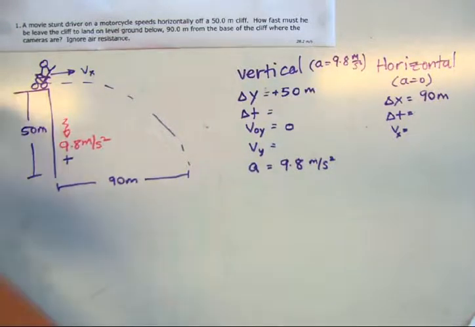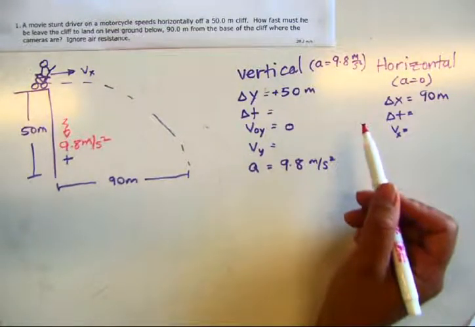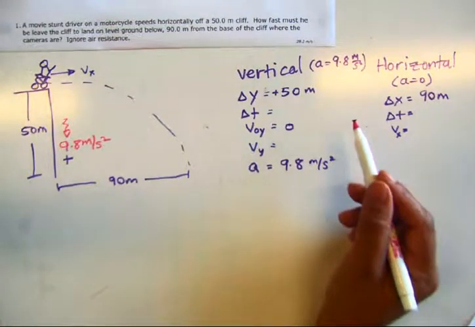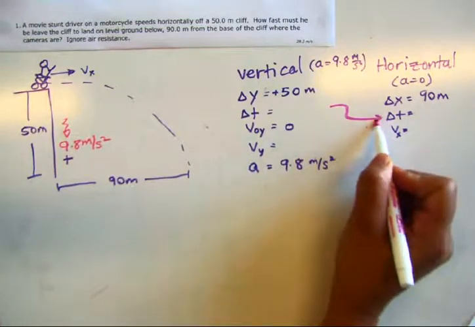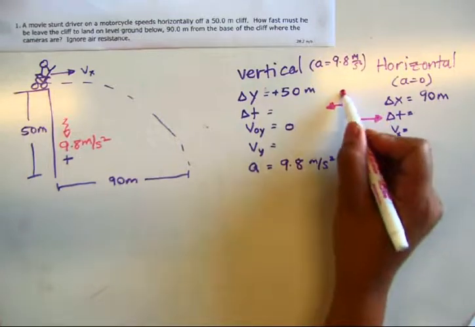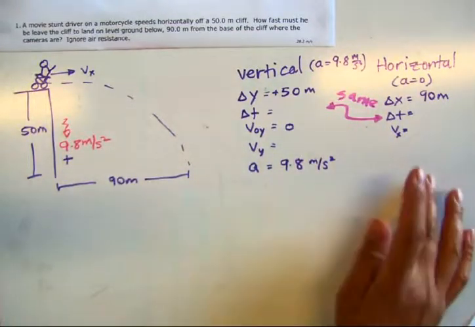What I want to say to you here is this. We've got two sets of data, but really it's all part of one problem, right? There's one motorcyclist, and he's doing something. So what do you think that implies about the time? They're going to be the same. They have to be the same. So I don't know the time, but I know they're connected.